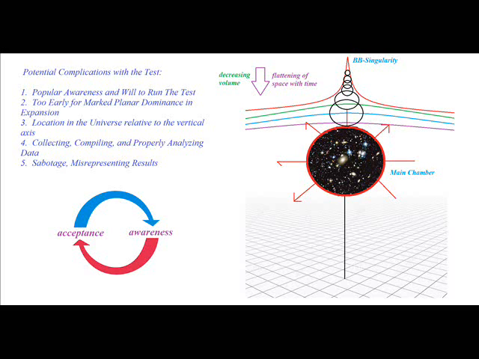As touched on previously, planar dominance and expansion should become more pronounced as time progresses, but may not be detectable for quite some time, depending on the size of what is referred to as the main chamber relative to the bulk of galaxies. If the main chamber is sufficiently large, the false positive of even expansion will persist, and we may not detect planar dominance or axial compression yet for millions of years. Just to give you an idea of how much patience may be required for this undertaking.